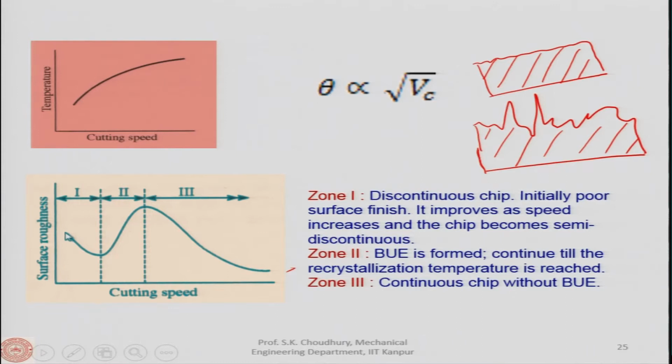Okay. Then as the cutting speed increases further, let us say beyond this point, the chip becomes continuous from discontinuous, because the speed is increasing, and therefore, the surface finish improves, meaning the surface roughness decreases, all right. So, it comes to this point, then it goes into that zone of the cutting speed where the temperature and pressure will be favorable for the built up edge formation, okay.